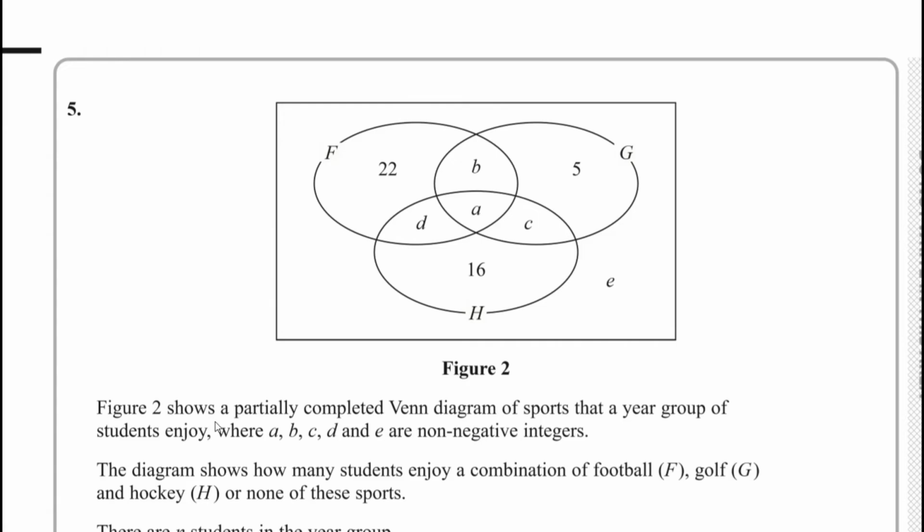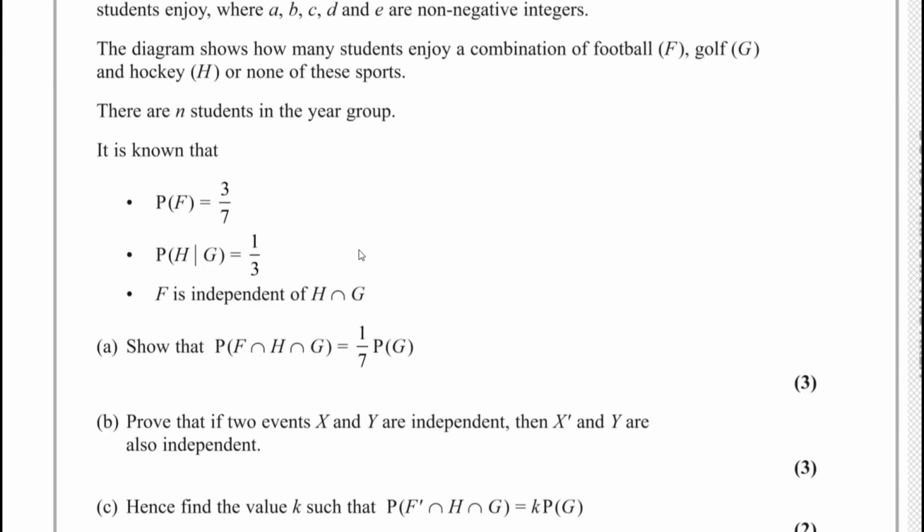Question number 5. Figure 2 shows a partially completed Venn diagram of sports that a year group of students enjoy, where A, B, C, D and E are non-negative integers. The diagram shows how many students enjoy a combination of football, F, golf, G, and hockey, H, or none of these sports. There are n students in the year group. It is known that the probability of F is equal to 3/7, the probability of H given G is 1/3, and F is independent of H and G.